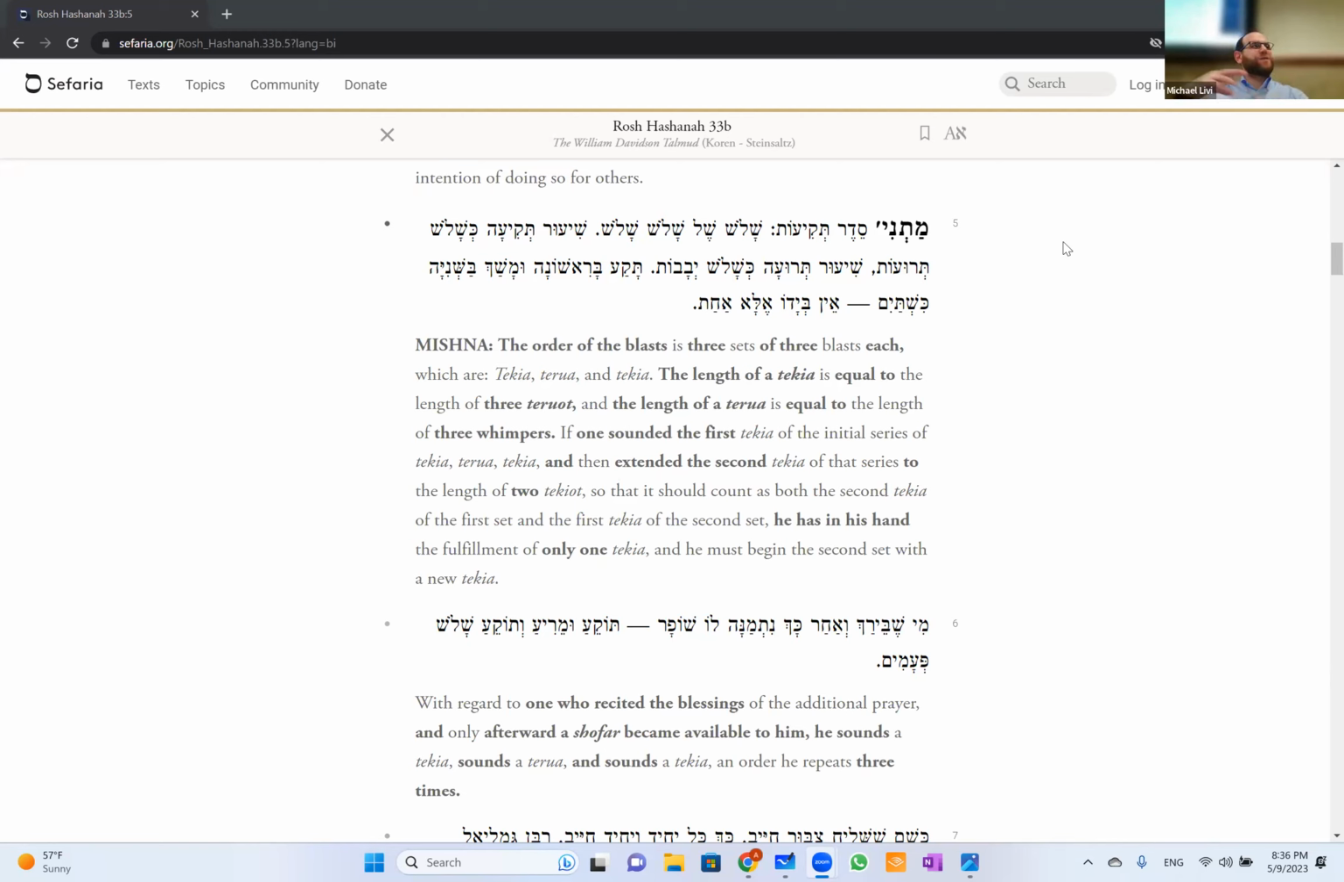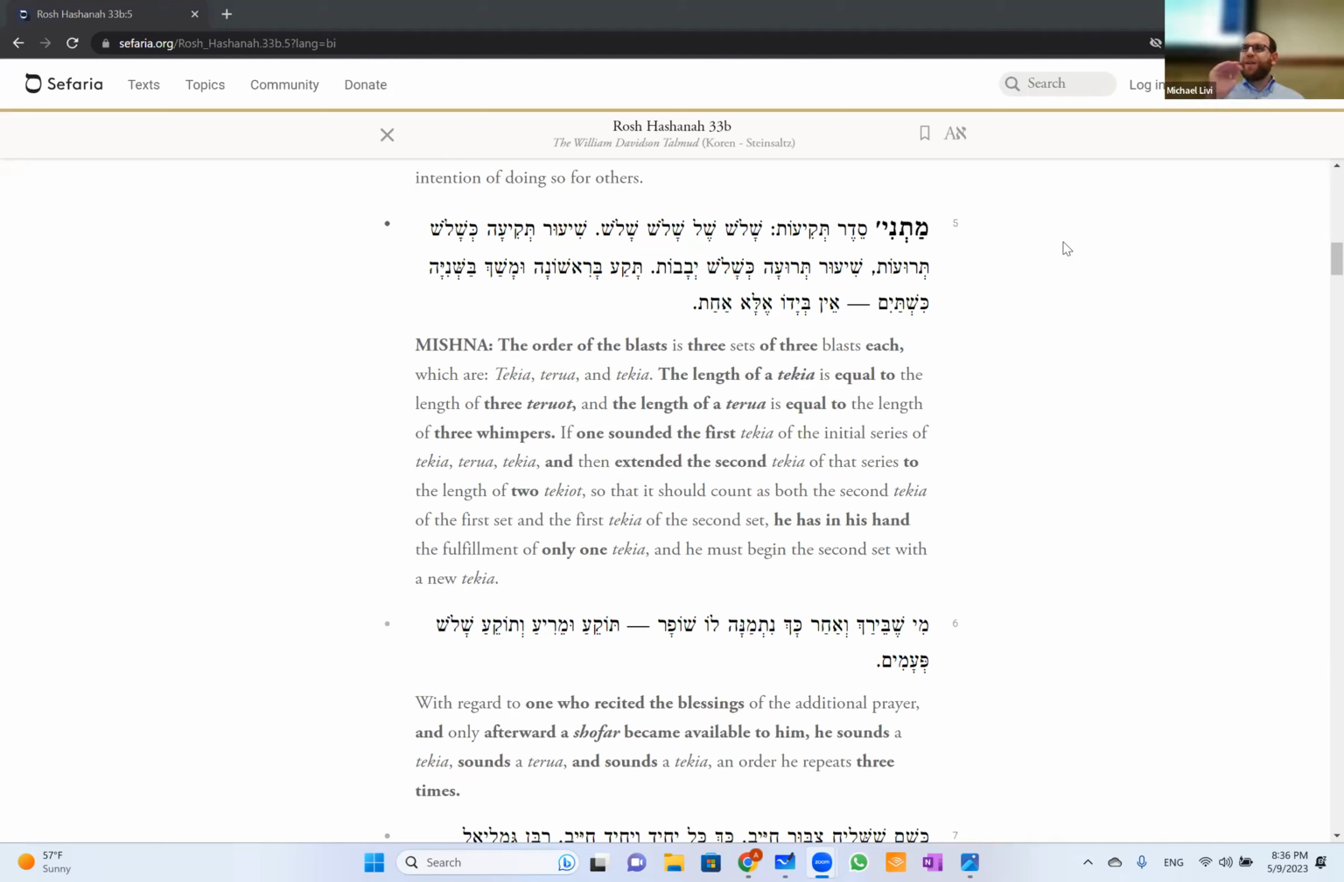I'm going to give an outside explanation so that when we go inside, we'll understand it. Seder Tekiot. Shalosh shel shalosh shalosh. Three sets of 3. It's 3 sets, and each one is of 3. That's why it's shalosh shel shalosh shalosh. Each one has 3, which adds up to how many blasts? 9. That's what we're going to end up saying.